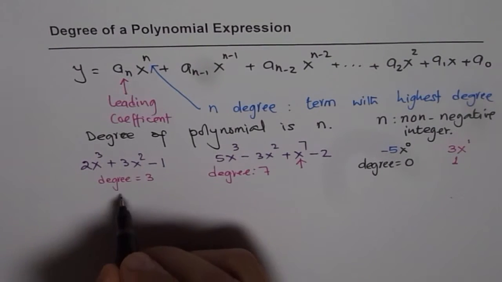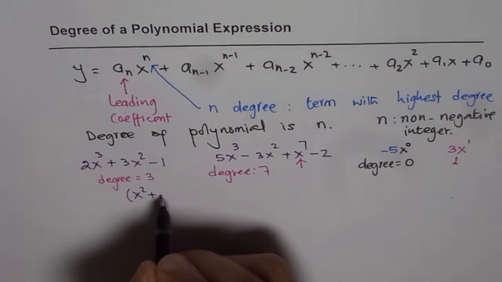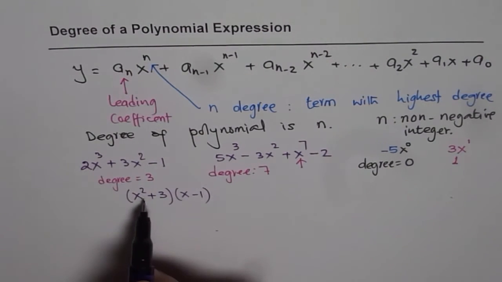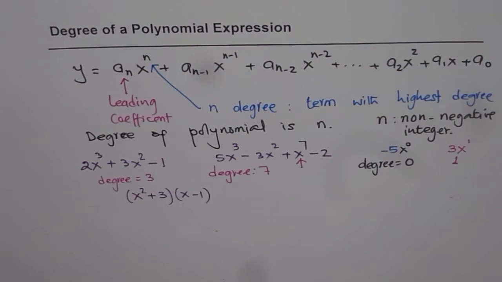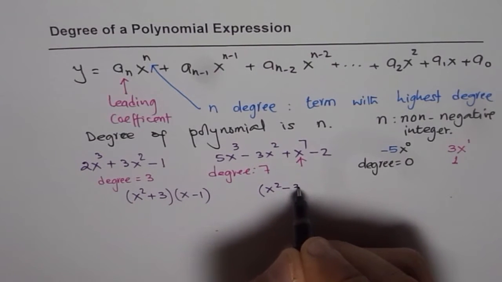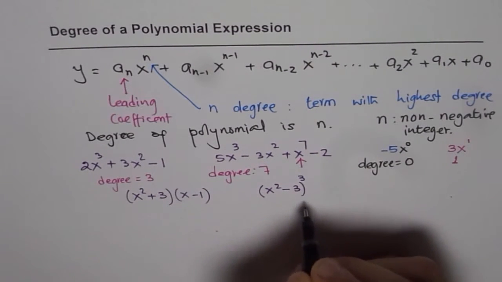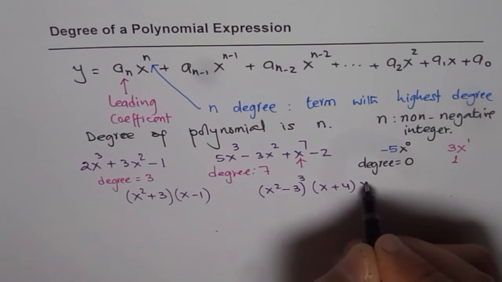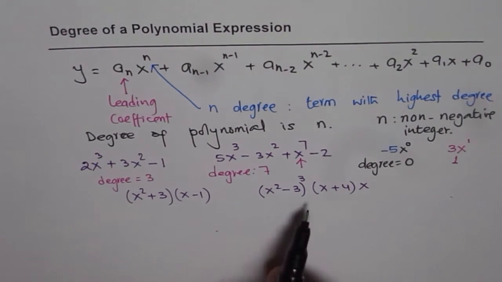For example, if I write x squared plus 3 times x minus 1. Now for this polynomial, what is the degree? Figure it out. Similarly, we could have a polynomial like x squared minus 3 whole cube, right, times x plus 4 times x. Now what is the degree of the polynomial in this case? Okay, so let's figure that out.